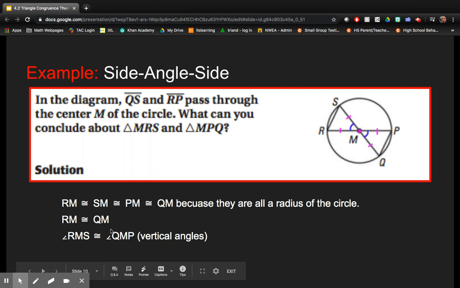So I have a side and I have an angle, and my hope is that the next side will also be congruent. Well, I already said they were because they're a radius. SM is congruent to PM. And so now I have side, angle, side, and I can say that triangle RMS is congruent to triangle QMP.